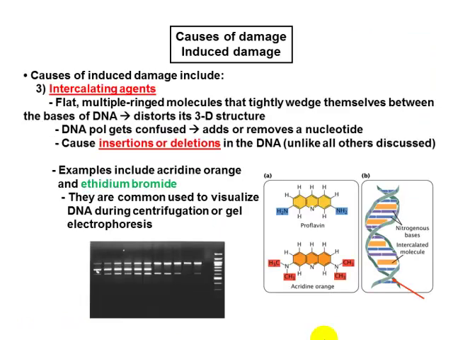Now, as I mentioned, the intercalating agents will distort the structure. It's going to go in the middle of the DNA and distort the structure, and that will cause insertions or deletions. And again, here, for example, I have ethidium bromide. It will cause gene mutation.